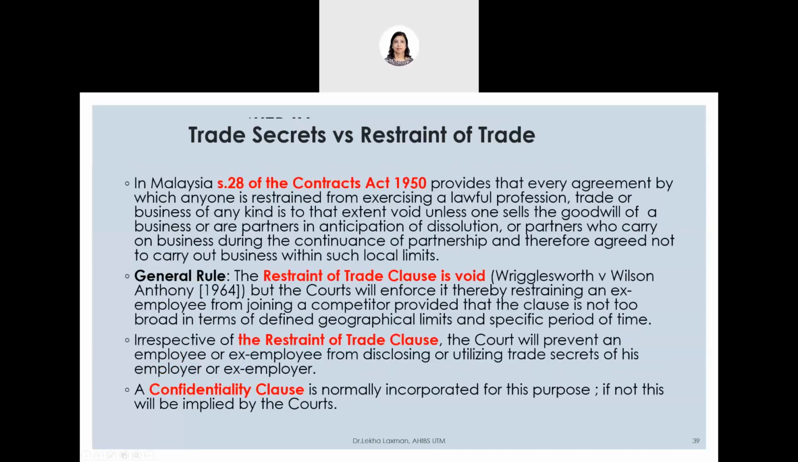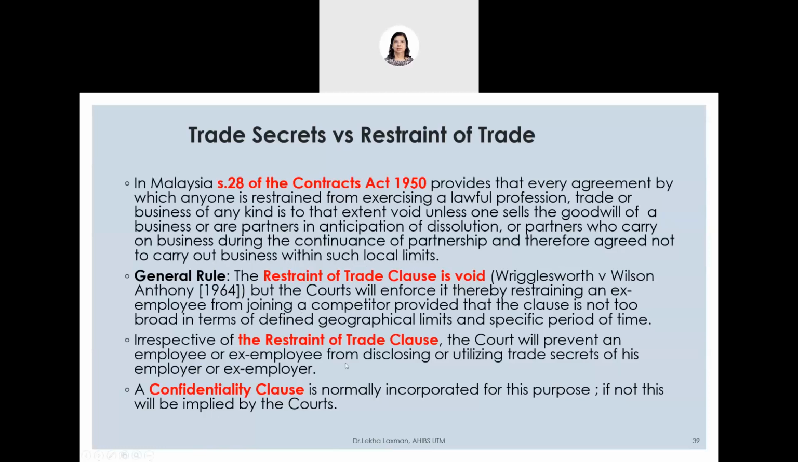So you can see trade secrets versus restraint of trade. I think you all have studied the Contracts Act, and you remember under Section 28 of the Contracts Act, there's a clause called the restraint of trade clause, and the case was Wigglesworth versus Wilson Anthony. I don't know if you all remember the case, but basically it says that any clause in the employment agreement that is too broad is going to be void.